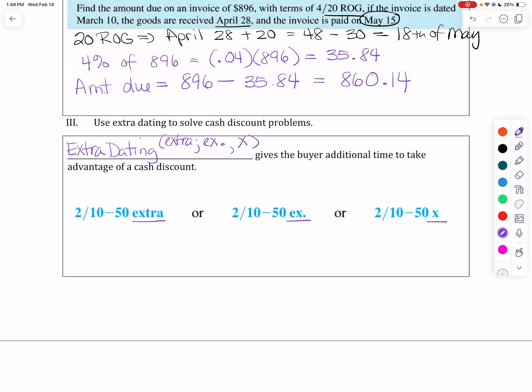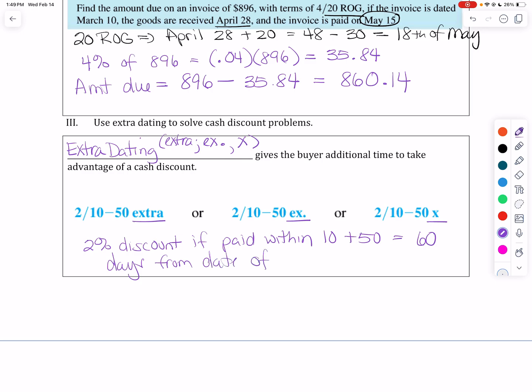So what this says is that you will have a 2% discount if paid within 10 plus 50, or 60 days from the date of the invoice. And, as mentioned in your book, why don't they just write 2/60? Well, they want you to know that it shows that you're getting an additional 50 extra days, okay? So these are used during slow sale seasons.